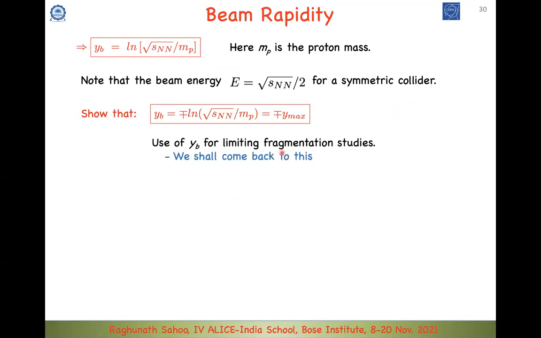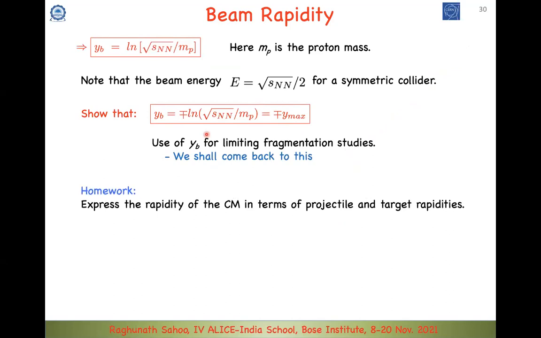So you can show that your y beam is equal to y maximum, and that is related to the square root of Sn by mp, and this is nothing but your gamma factor. The y beam is studied mostly while studying physical phenomena like limiting fragmentation, but I may not discuss that because of time constraints today. I took out those slides yesterday.